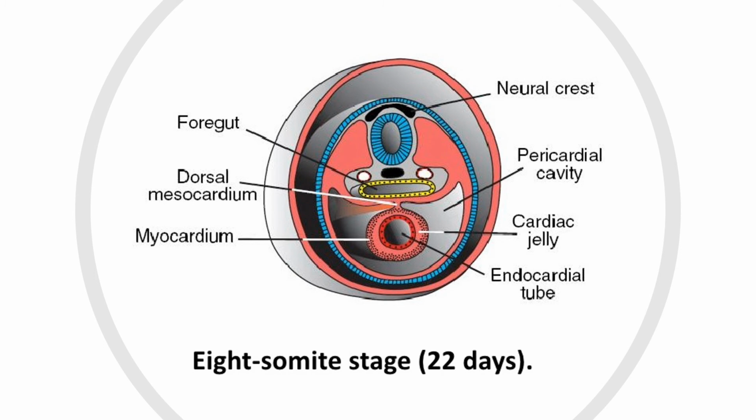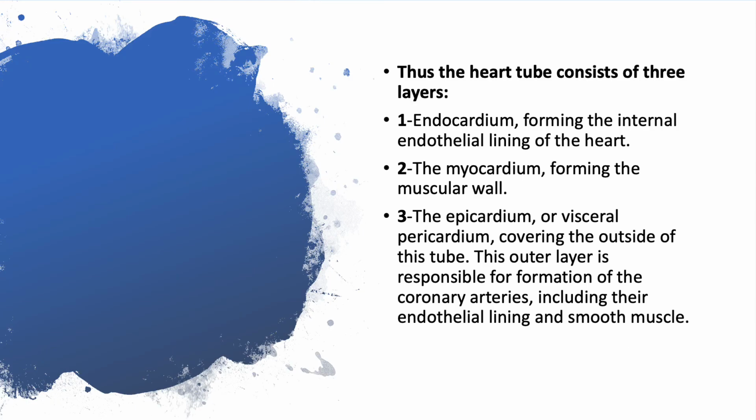As we see in this structure, the dorsal mesocardium hangs the heart tube in the cardiogenic cavity, the pericardial cavity. Once it disappears, it turns into the sinus, and now the heart will be connected with the blood vessels, and now we have development of the layers of the heart, which are epicardium, endocardium, and myocardium.